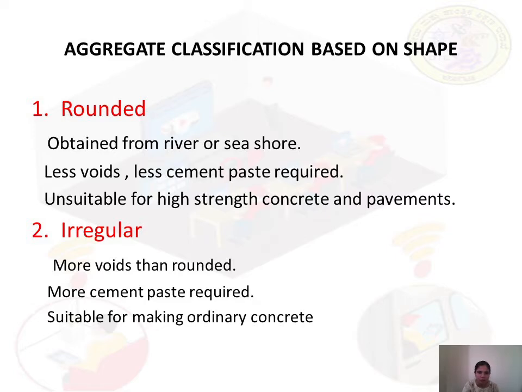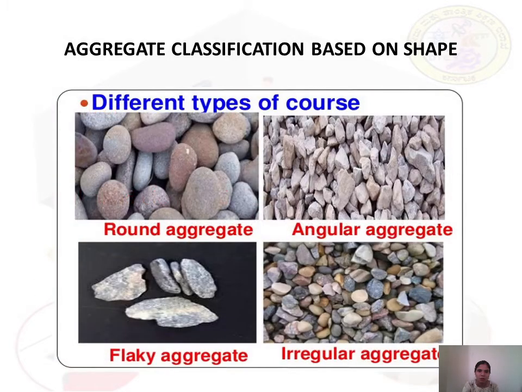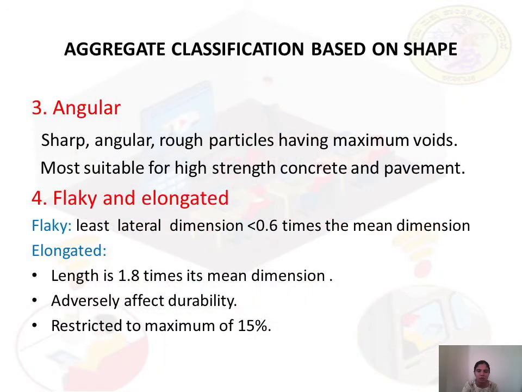Next, the third type of aggregate is angular aggregates. These aggregates have sharp, angular and rough particles, and when placed in concrete they will form maximum voids. These angular aggregates are the most suitable aggregates for high strength concrete and road pavements, concrete pavements. That is about angular aggregate. We'll move on to the fourth type of aggregate based on its shape, that is flaky and elongated aggregates.